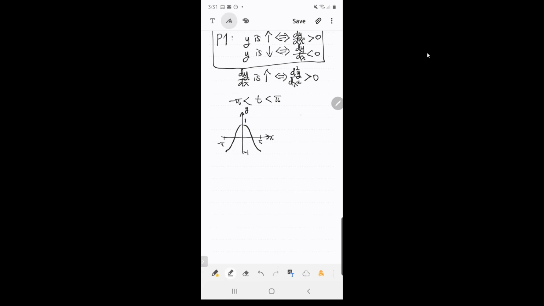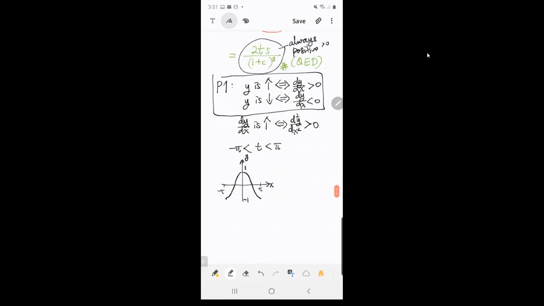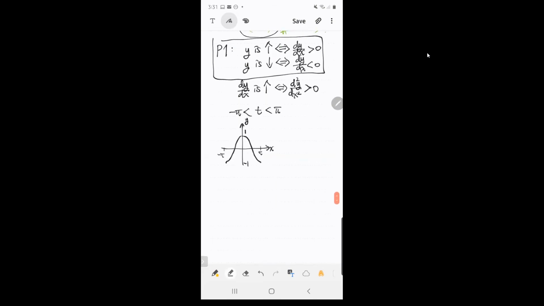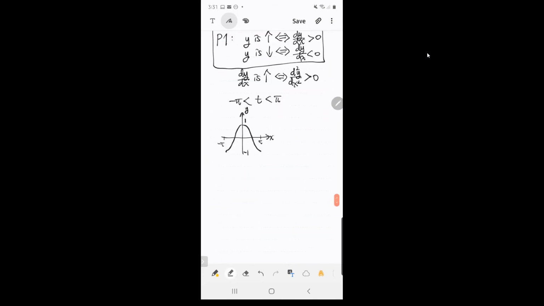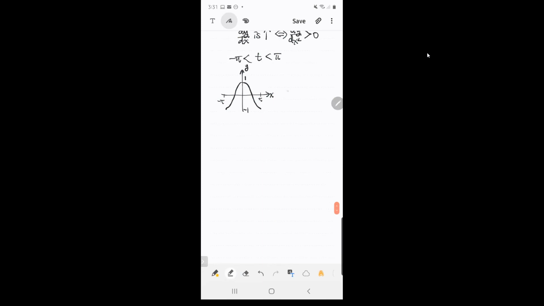If you look at the one more function, sine. All right, for sine, if you look at the sine, you have the graph something like this and this.